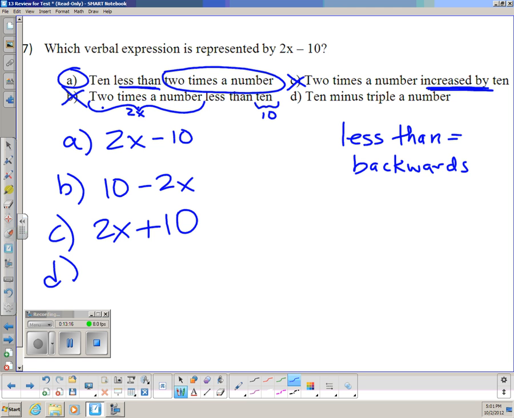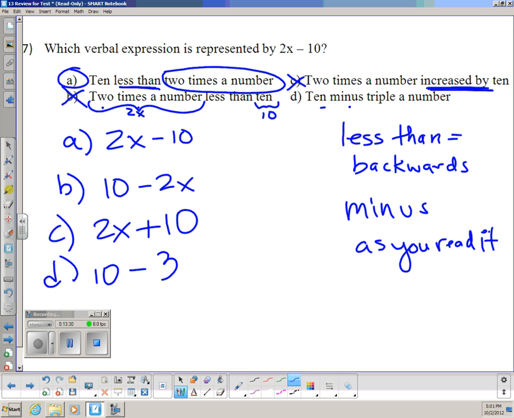And D says 10 minus triple a number. Minus gets translated as you read it. So I'm reading 10 minus triple a number, which is 3 times that number, or 3x. And that's clearly not 2x minus 10.